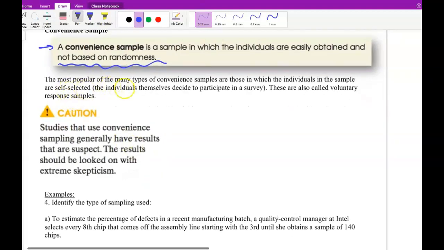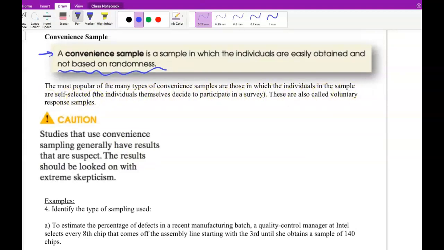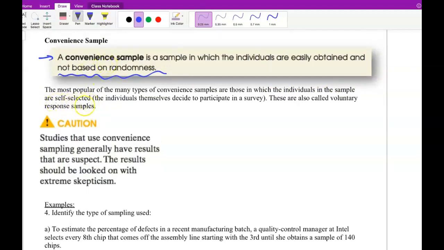The most popular of the many types of convenience samples are those in which the individuals in the sample are self-selected. So this is when our samples are self-selected. The individuals themselves decide to participate in the survey. So they decide to participate; we're not actually choosing them. That's why it is not based on randomness. These are also called voluntary response samples. Just keep that in mind, that they are self-selected.